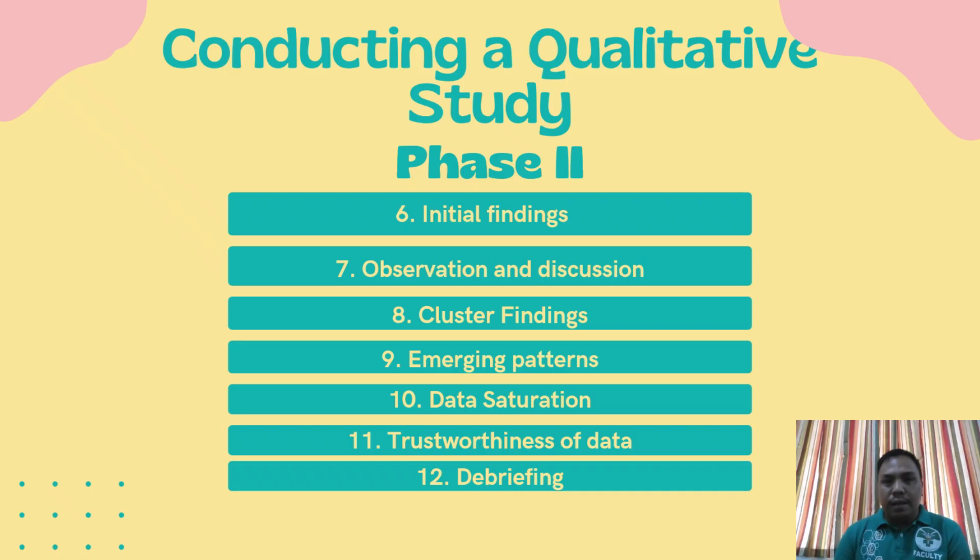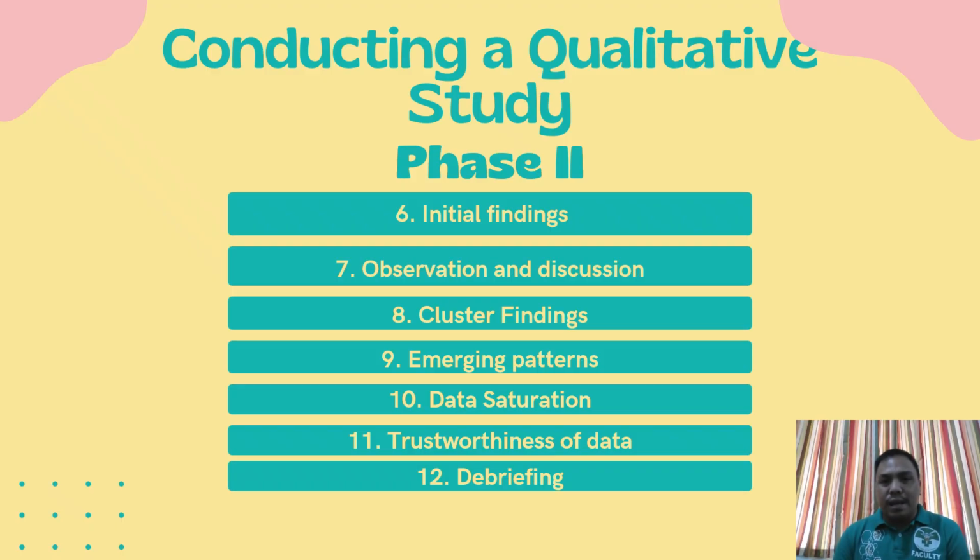Next, phase 2 of the qualitative study focuses on the active process of data collection, analysis, and validation. During this phase, the researcher begins gathering initial findings through interviews, observation, or discussion to explore participants' lived experiences or perspectives. Through continuous observation and discussion, deeper insights are developed as the researcher immerses in the study setting. The collected information is clustered into findings, where related ideas or responses are grouped together to identify emerging patterns and themes that describe the phenomenon.